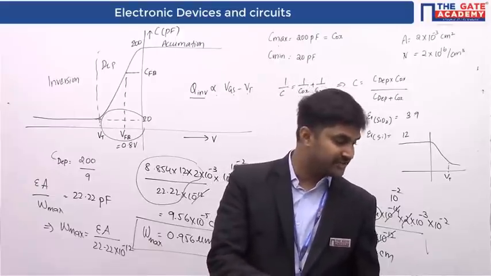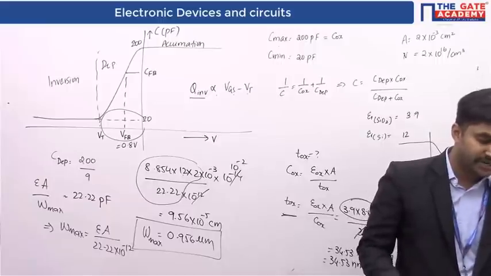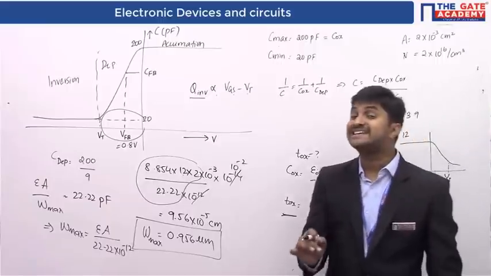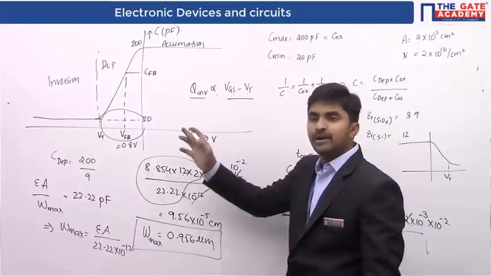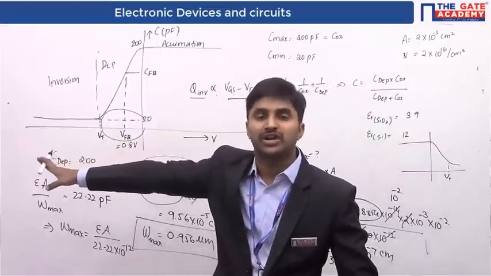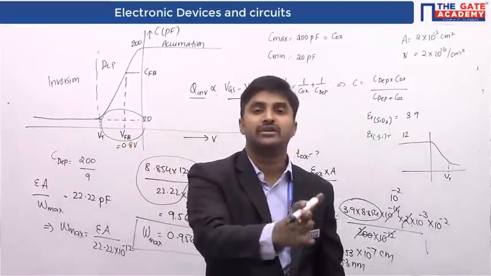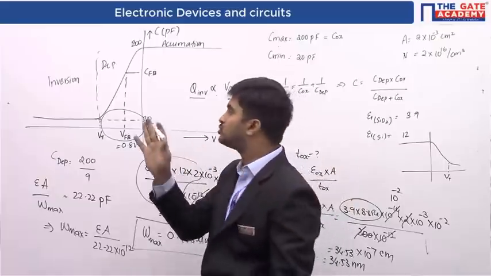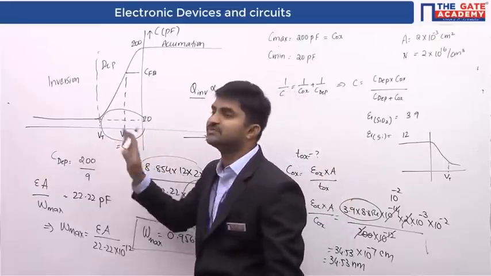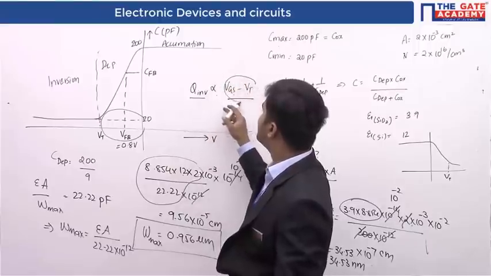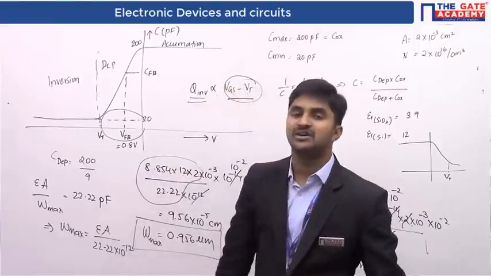In the options it is given VT, VGS minus VT, VG, none. The answer is VGS minus VT. Why? Because only when you cross the threshold voltage is the inversion layer going to form. So your voltage should be higher than the value of VGS minus VT. Once you cross the value of VGS minus VT, then only the inversion layer is going to form.